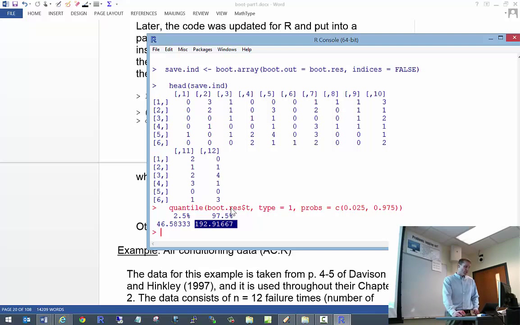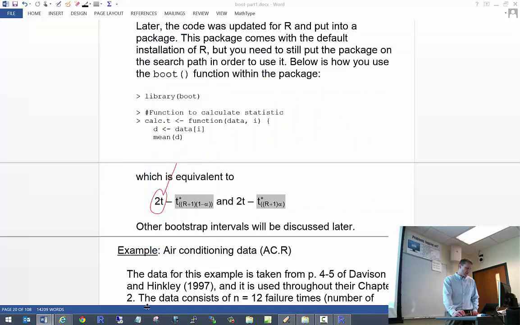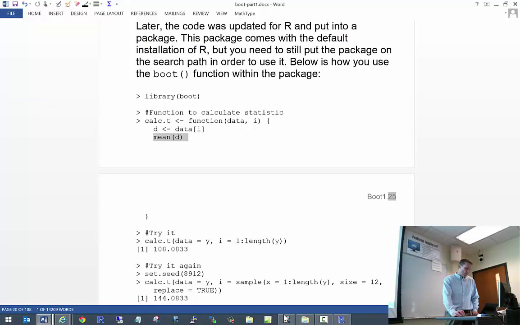There's actually a simpler way to do these calculations. There's a function in R called boot.ci.